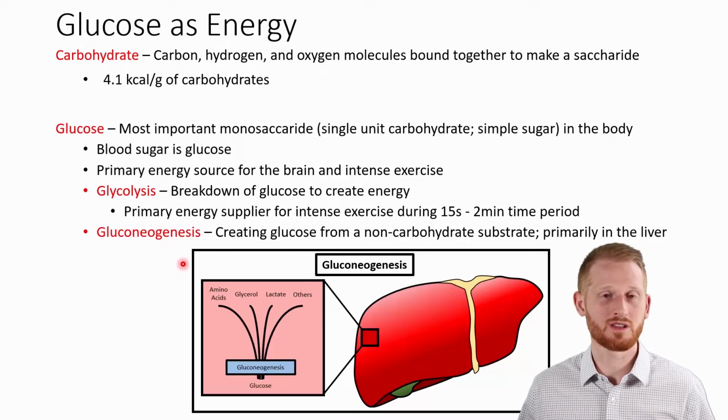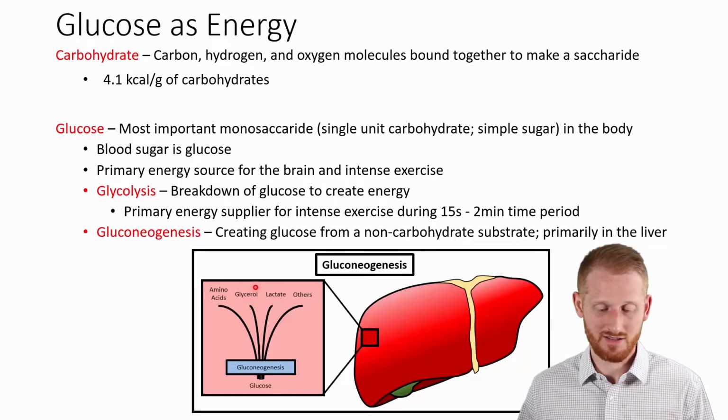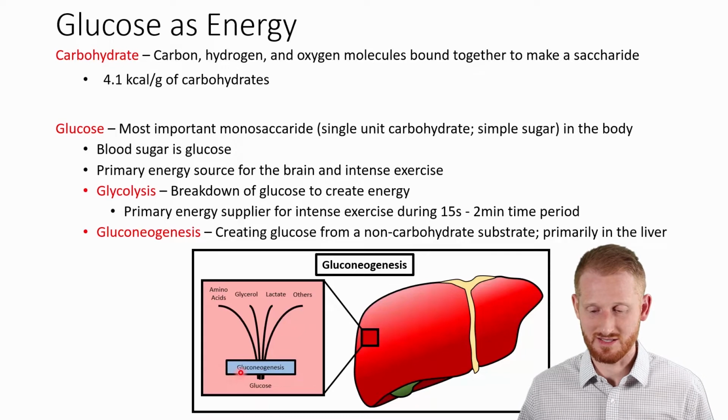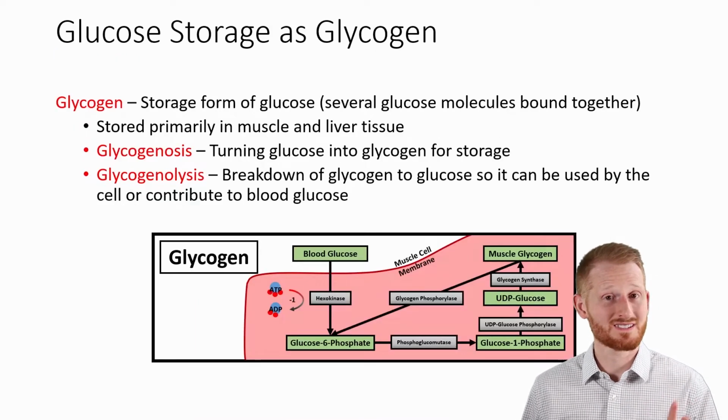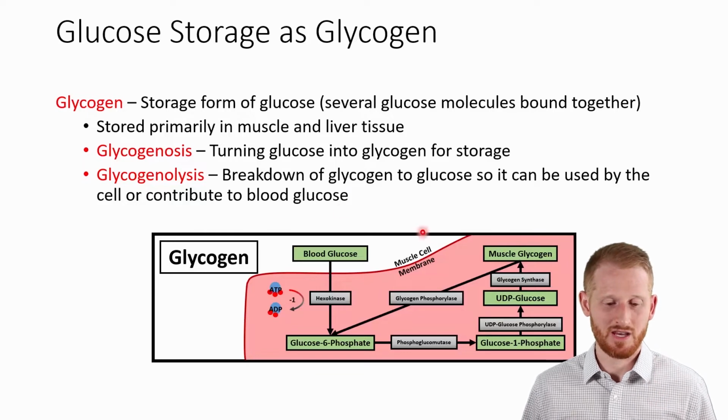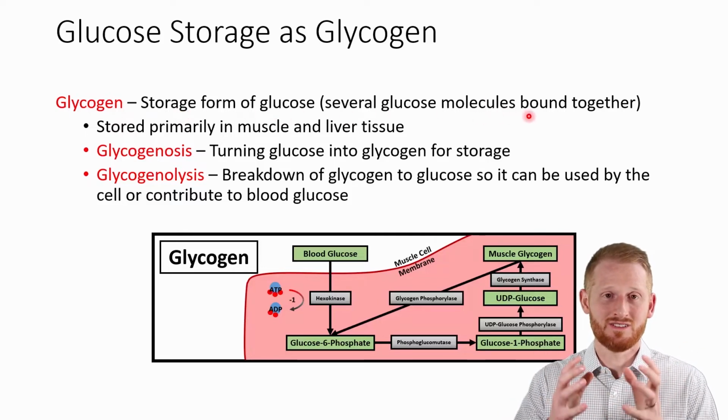So the most commonly converted substances are going to be various amino acids, glycerol, and lactate. All of these, as well as others, can be turned into glucose, again, through that process of gluconeogenesis, which primarily happens within the liver of the body. Our body does have the ability to store glucose, and when it does that, it stores it in a molecule called glycogen. So glycogen is nothing more than several glucose molecules that are bound together into a single large molecule.